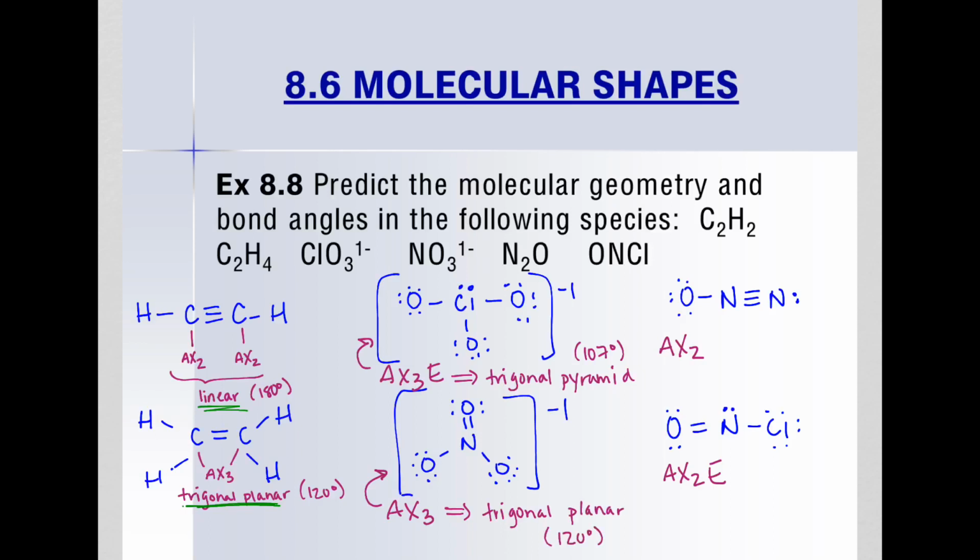And then for our remaining ones, AX2, as we've already seen, would be linear, 180 degrees, and AX2E is one of our bent structures. This is the bent structure with the bond angle of 118. So there we are for all of our molecular geometries there. I did not write the electron pair geometries. Those are our molecular geometries.